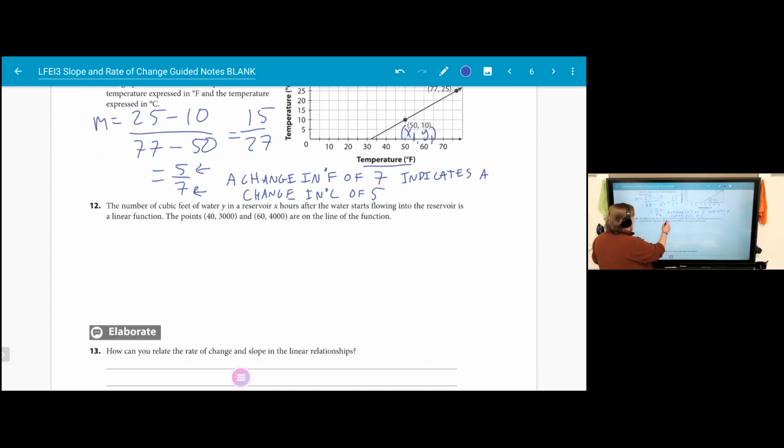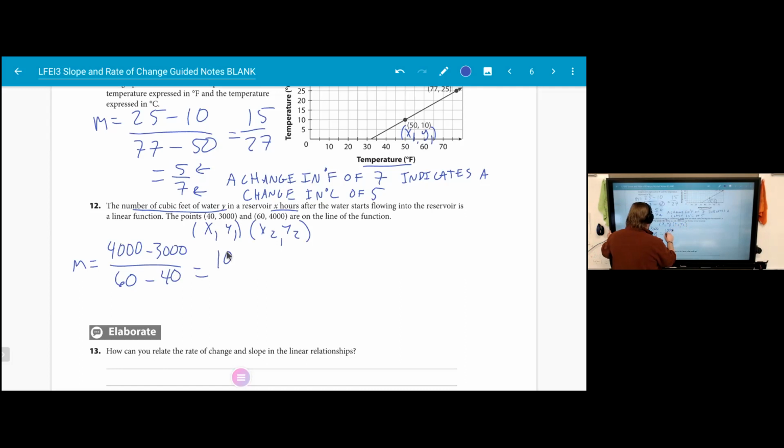The number of cubic feet of water, y. There we go, we know what our y is. x is hours. So we're going to say a change in hours indicates this change in the reservoir. So this is going to be x1, y1 and x2, y2. Slope once again: m is y2 minus y1, or 4,000 minus 3,000, divided by x2, which is 60, minus 40, because that's x1. Let's simplify this. I get 1,000 divided by 20, which ends up being 50. You can think about it as 50 divided by 1. It's not a bad idea to have that divided by 1 if you can.